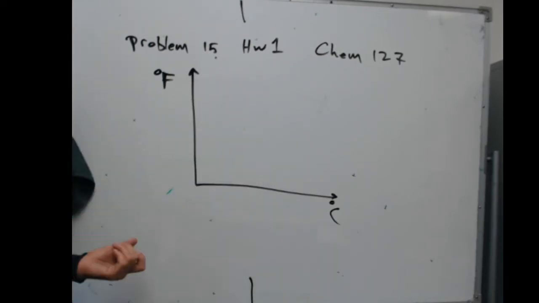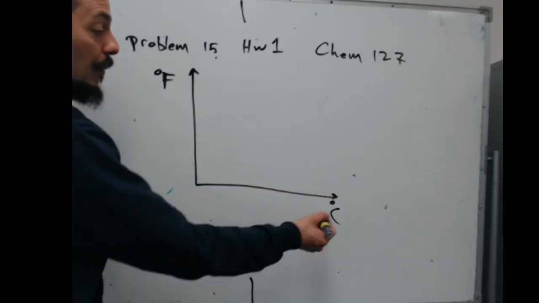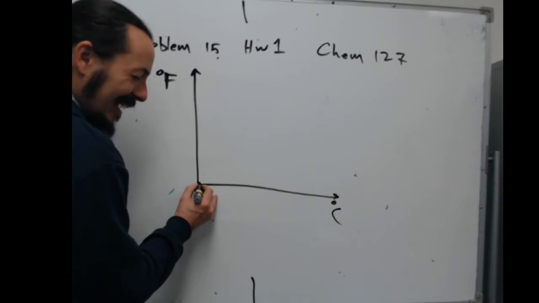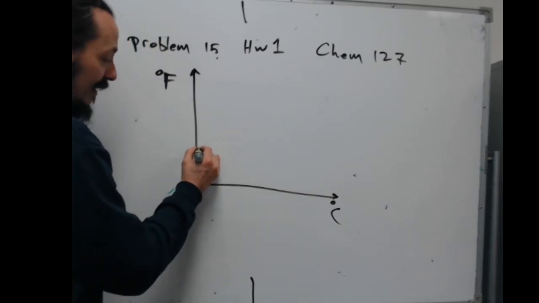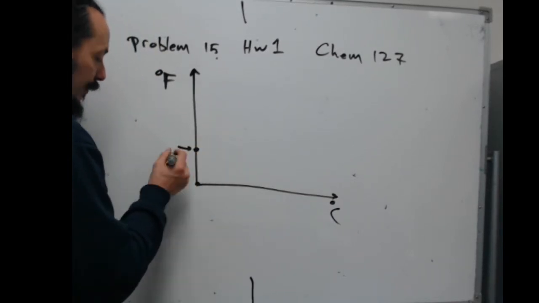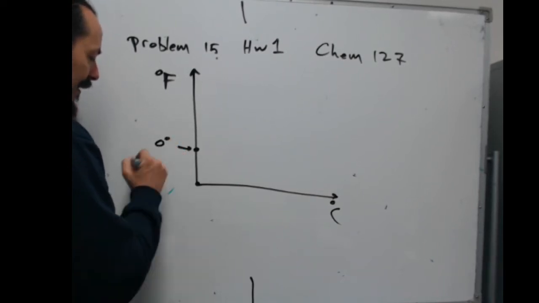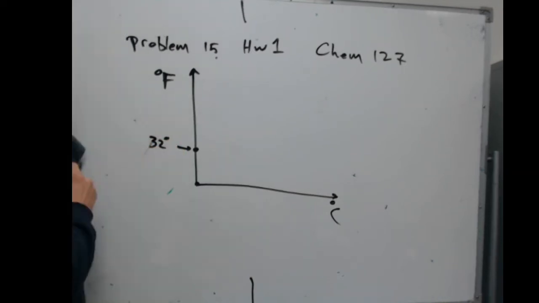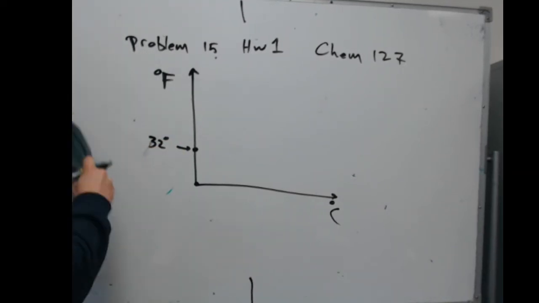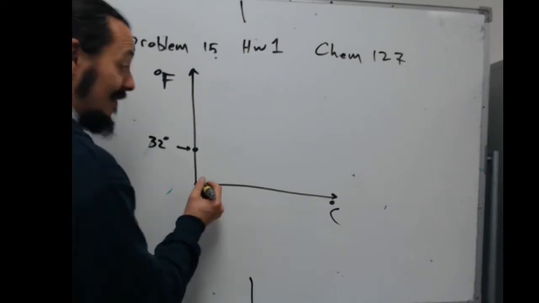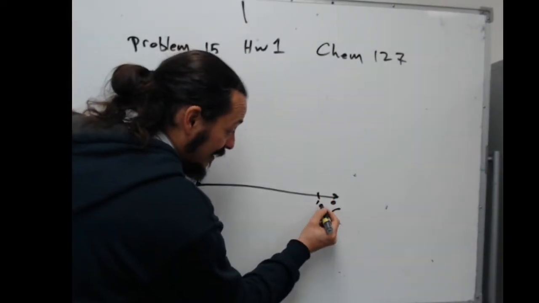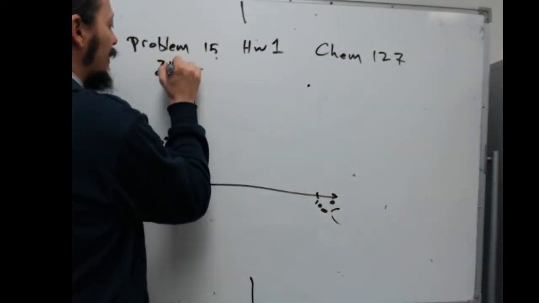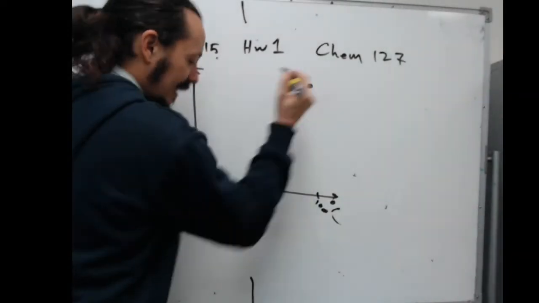So we're going to use water as our reference. Water freezes at 0 degrees Celsius and 32 degrees Fahrenheit. So this can be our first data point right here, water freezing. Water boils at 100 Celsius and 212 Fahrenheit. So this is our second data point.